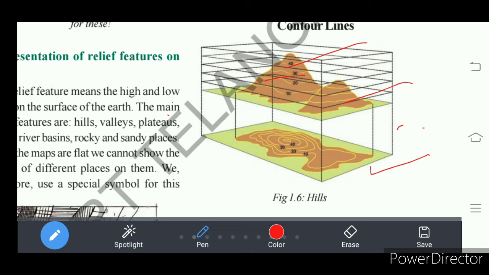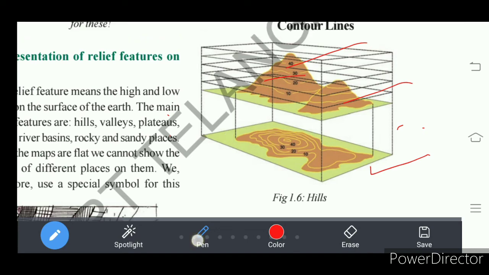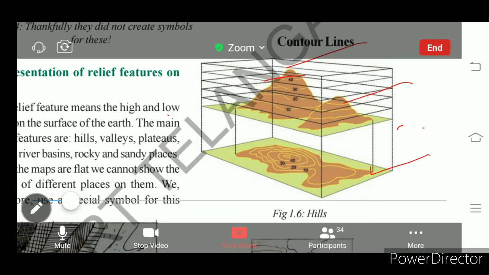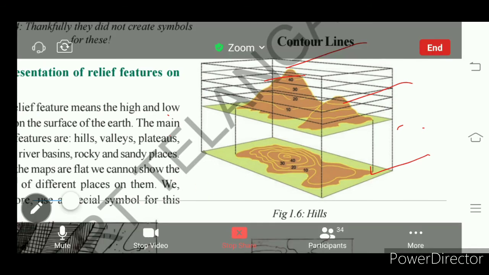Lines showing the same height of the place are called contour lines. What are they called? Contour lines. Contour lines are those which show the places which are at equal height. The places which are at equal height.